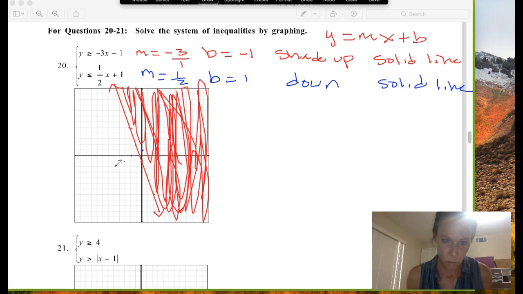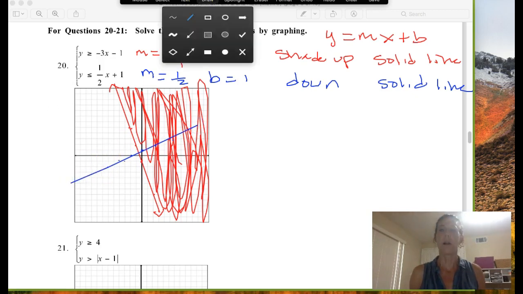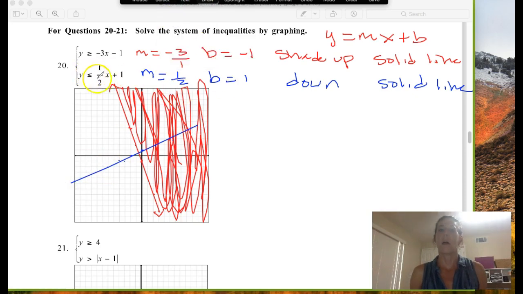That also works, down and back. All right, it's also a solid line. Let's see if I can try to connect this through as accurately as I can possibly do here. All right, and then I want to shade it down because y is less than, so I'm here.